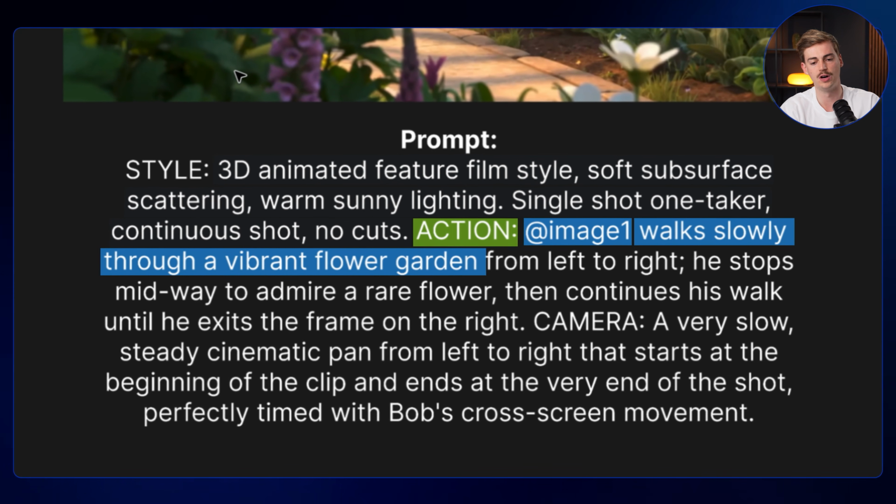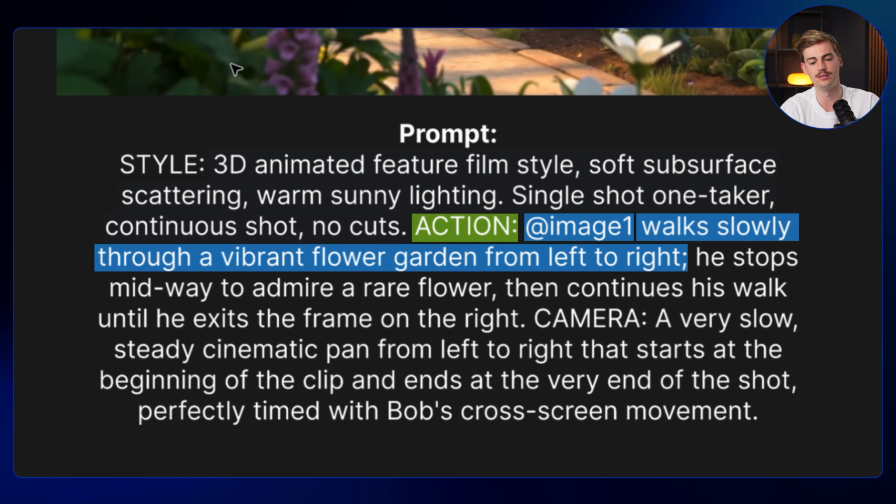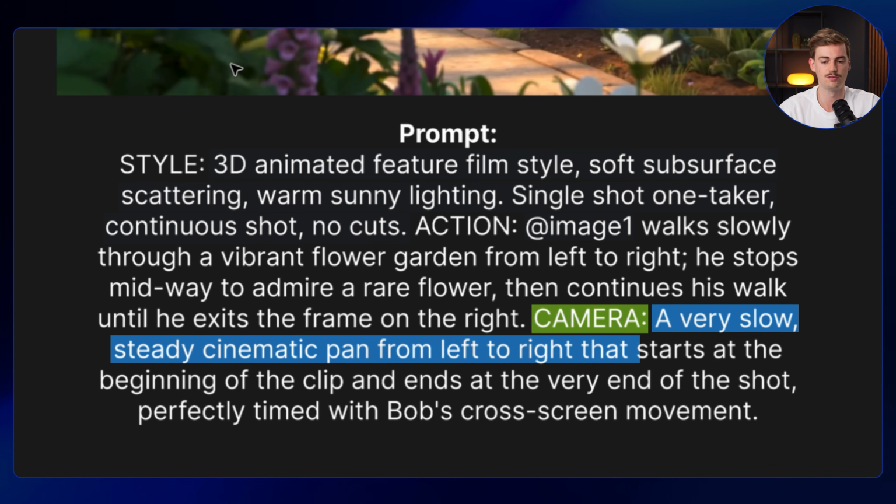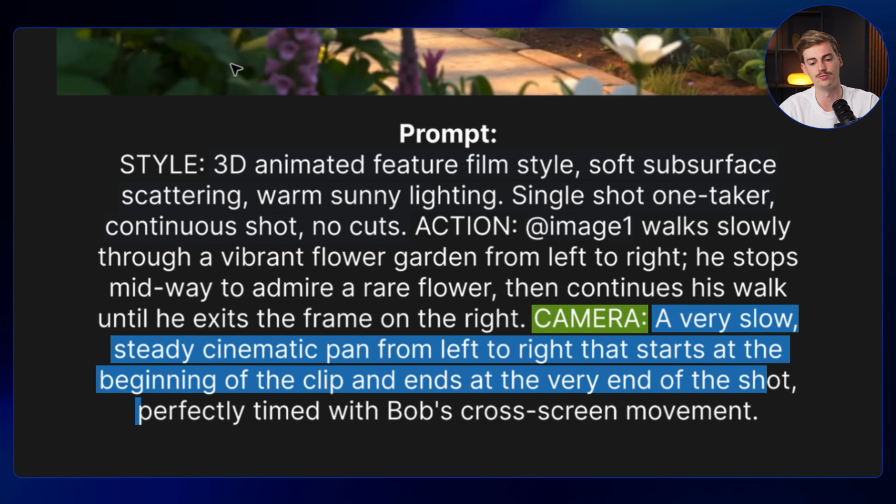Then for the action, we have image 1, which is our character sheet. Walk slowly through a vibrant flower garden, from left to right. He stops midway to admire a rare flower, and he continues to walk until he exits the frame on the right. The camera, which we are kind of directing, our camera guy, which is the AI of course: a very slow, steady cinematic pan from left to right, starting at the beginning of the clip and ending at the very end of the shot, perfectly timed with Bob's cross-screen movement.